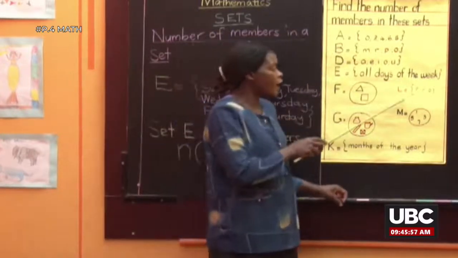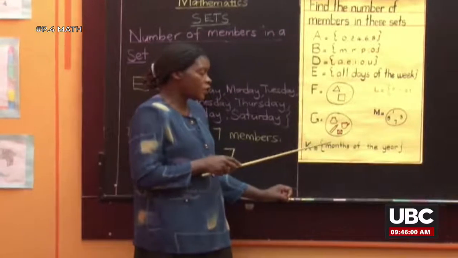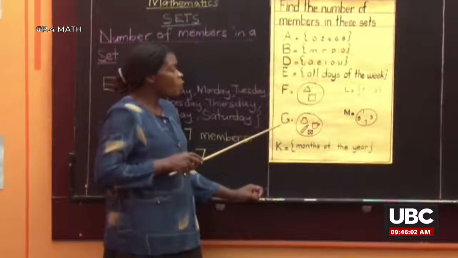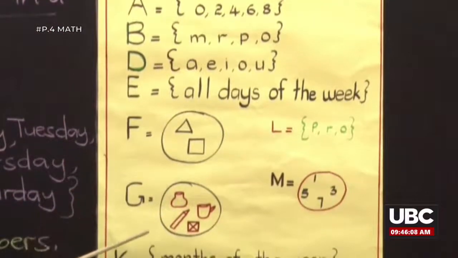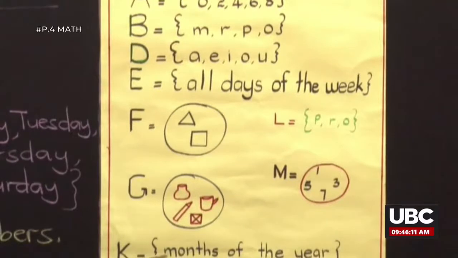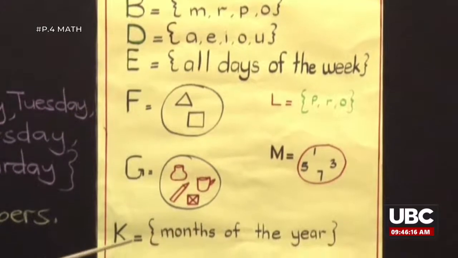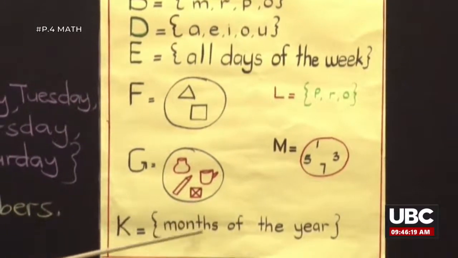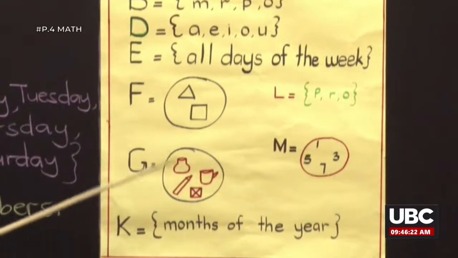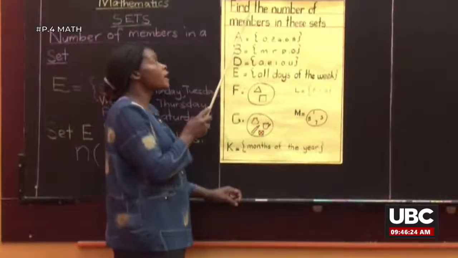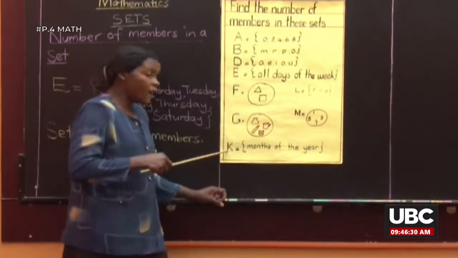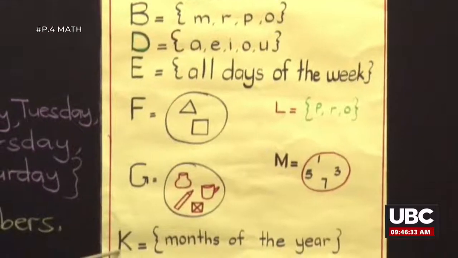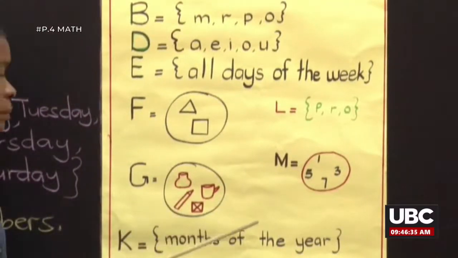According to what we have here, there is also another special set which we have to look at. It doesn't have its members written down, but it has a sentence which says months of the year as set K. They are members of set K. But since we are looking for the number of members in the sets given here, in set K we cannot get those members unless we put them down.